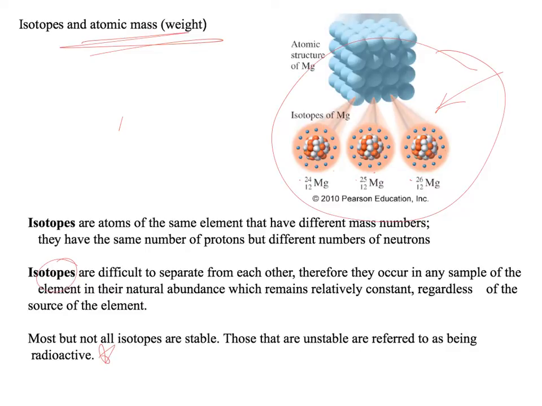And then here's something interesting, and we're going to come back to this in a few chapters. Most but not all isotopes are stable. If it's an unstable isotope, we refer to it as being radioactive. You guys have heard that term, right? When we come back and look at our nuclear section and talk about nuclear medicine, for instance, we're going to come back to this.